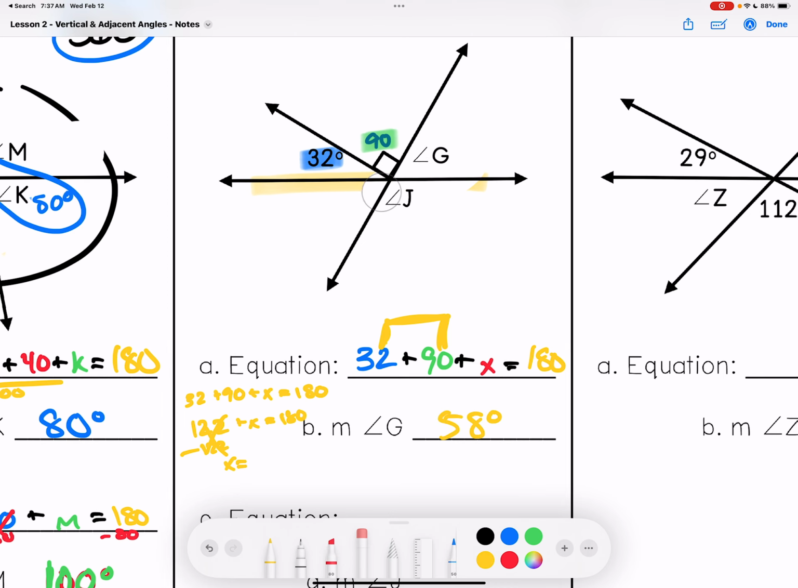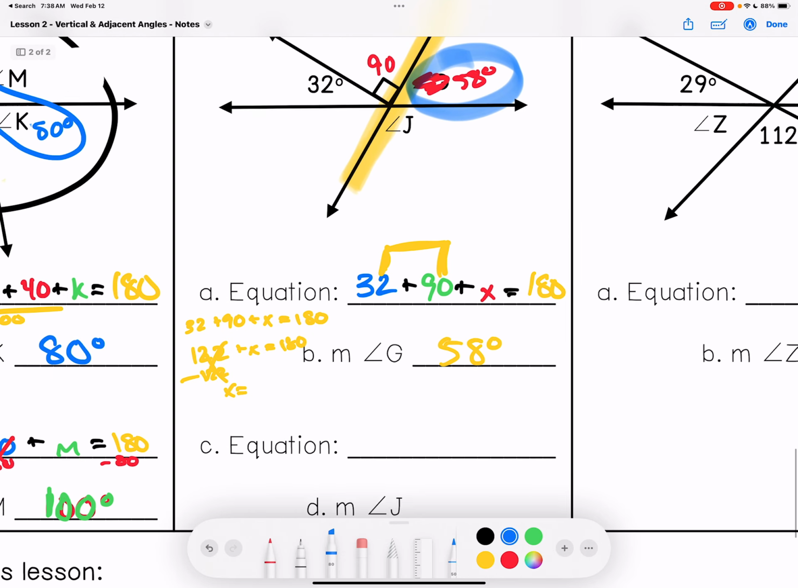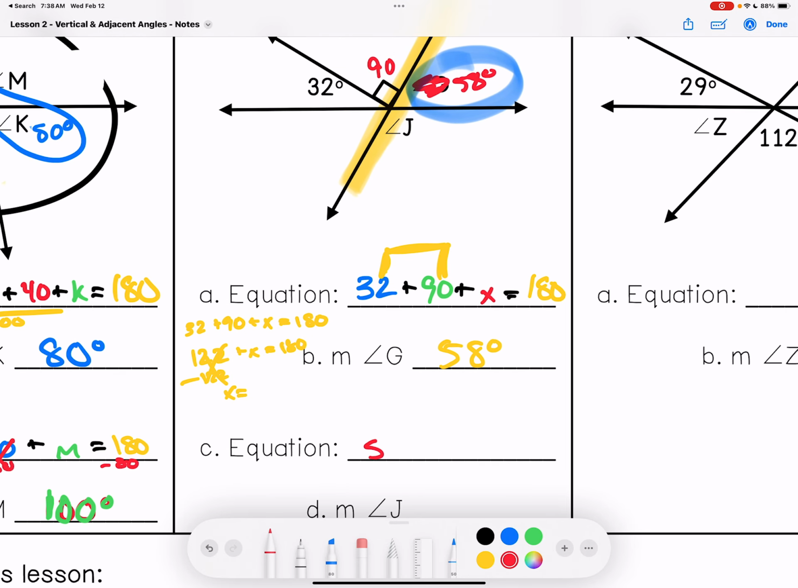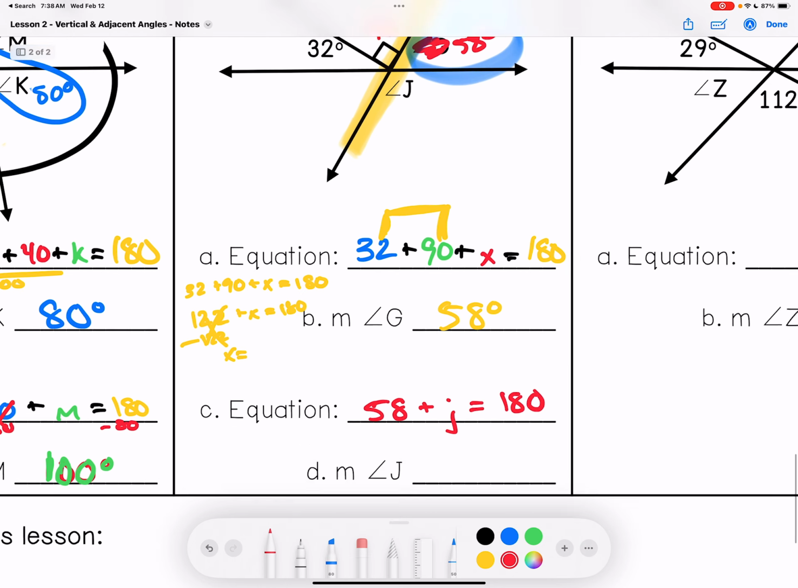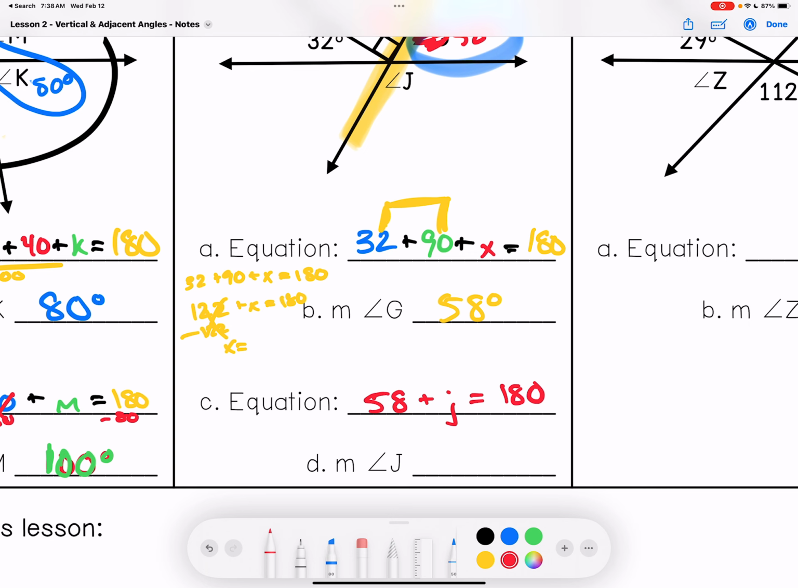All right, now that I know G is 58, so I know this is 90. I know this is 58. What is J going to be? Well, I know this is a straight line. So if this side is 58, what do I need to do? You're right, I need to subtract. So it's going to be 58 plus J equals 180. And then just subtract 58, and J is going to equal 122 degrees.